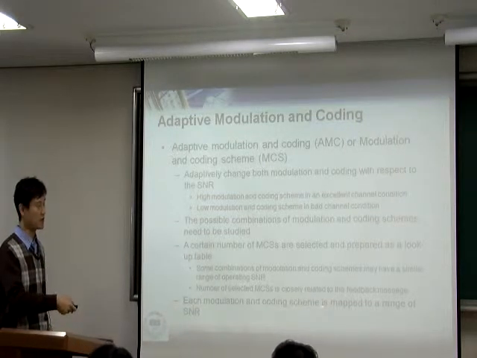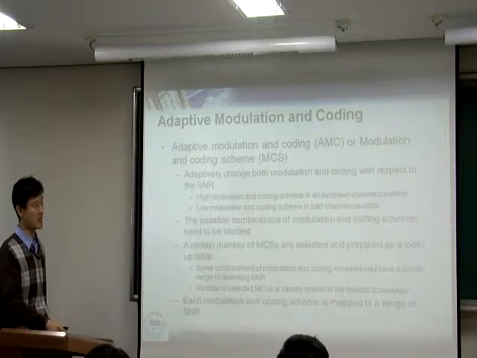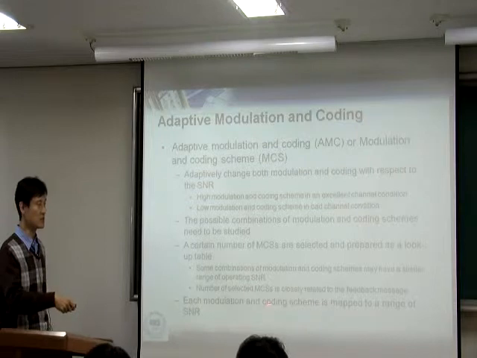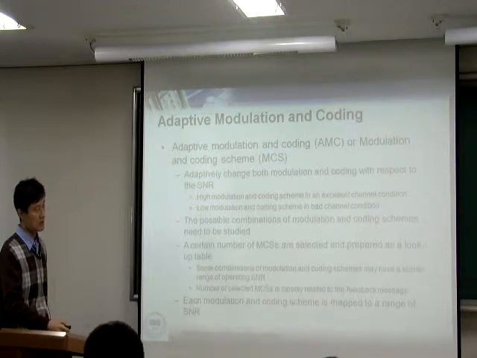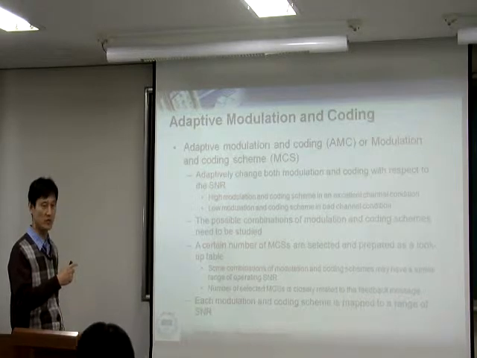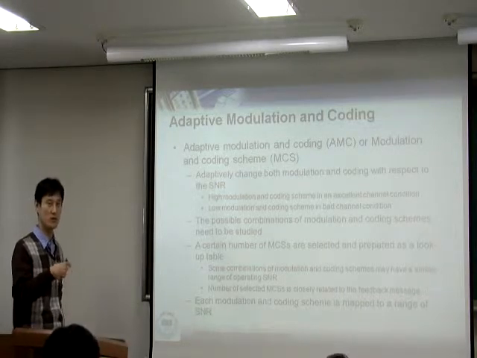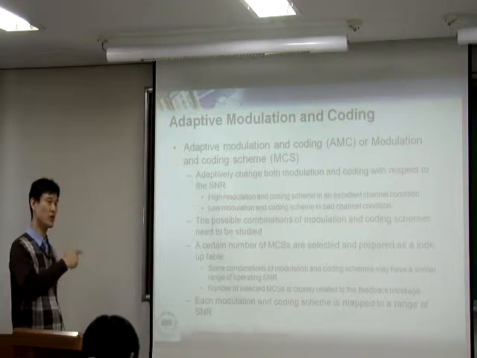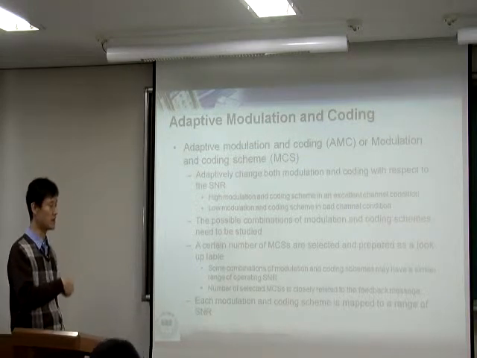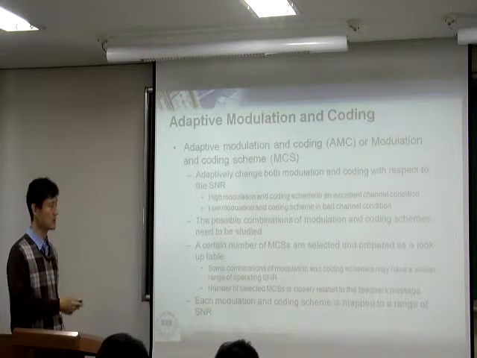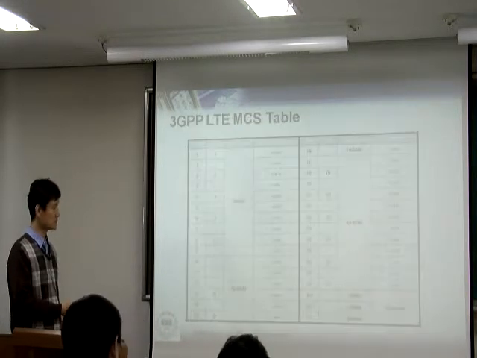They have to make a lookup table that way, so that later when you do the actual operation, you can look up the table. You don't have to calculate in real time. Okay? You don't want to do that. You just want a lookup table, to find out what the good modulation and coding scheme is, and just use it, depending on your SNR.